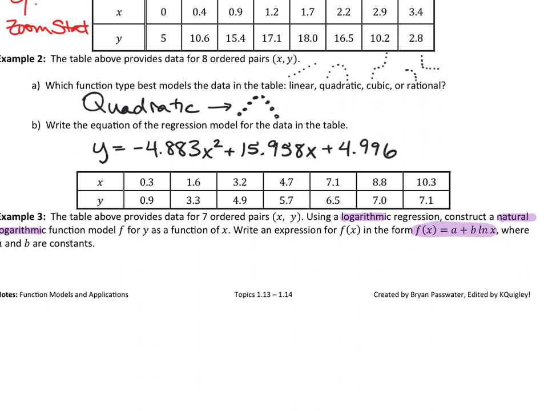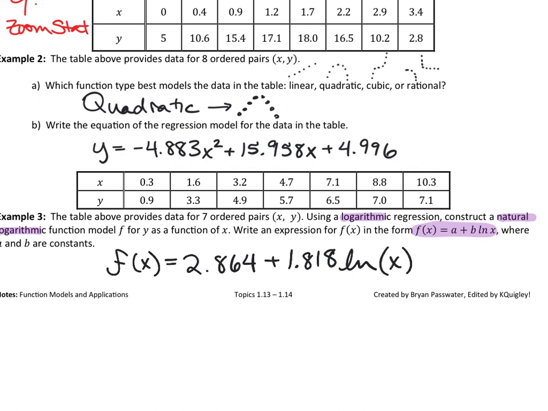So my equation, when I write these down, remember I'm rounding to 3 decimals, should be in the form f of x equal a, my calculator tells me a is 2.864, plus b, my calculator tells me is 1.818, times the natural logarithm of x. The parentheses around the x right now are kind of unnecessary, but it's just a habit for me to always put parentheses around that for a natural log.